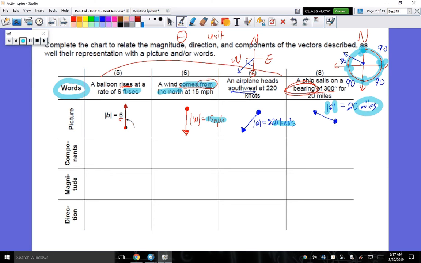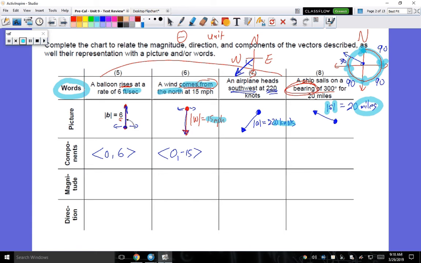Okay. As far as the components go, if I looked at this vector, I went nothing to the right or left, so the x component is 0. And then I went straight up 6, so it'll be 0, 6 are the components for the vector, okay? Or the vector components. This one went nothing to the left, nothing to the right, so it's 0 again for x, but it went this time downward, so we're going to have a negative y value of 15.